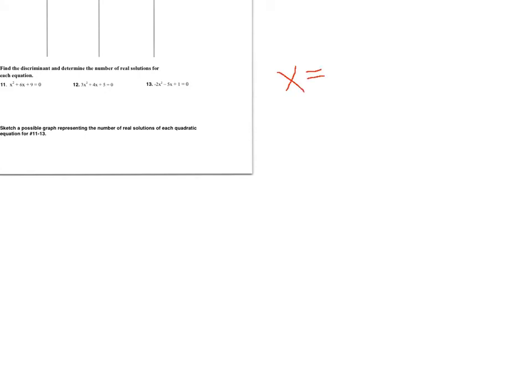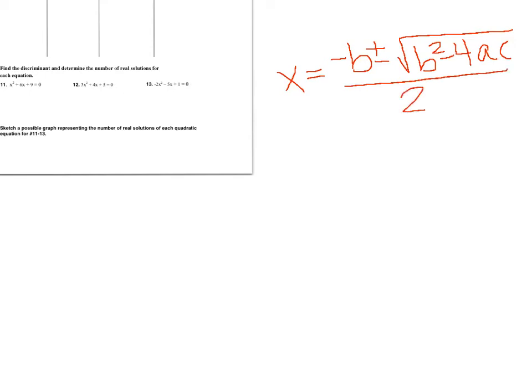x equals opposite b plus or minus the square root of b squared minus 4ac all over 2a. That is something that you absolutely must know for tomorrow. If you do not know that, then you are really going to struggle with this test. So please make sure that you know that. Negative b plus or minus square root b squared minus 4ac all over 2a.